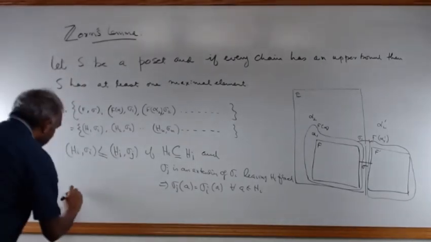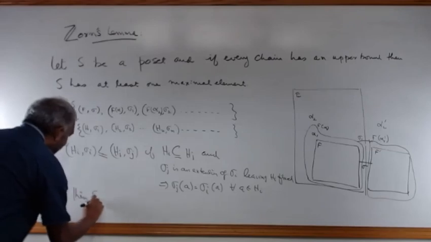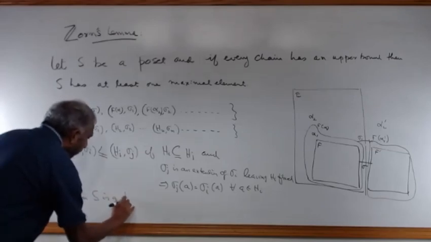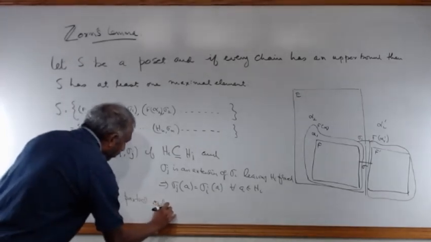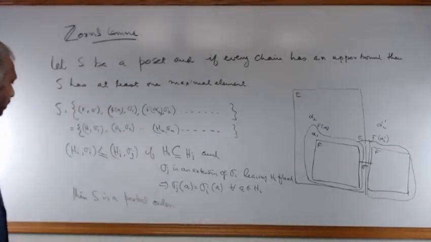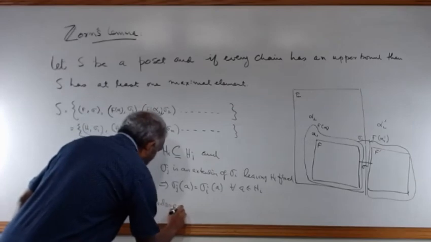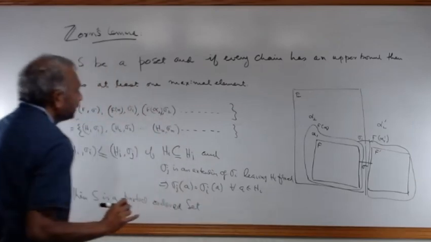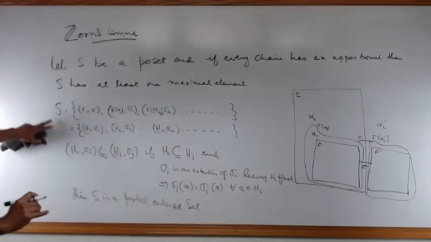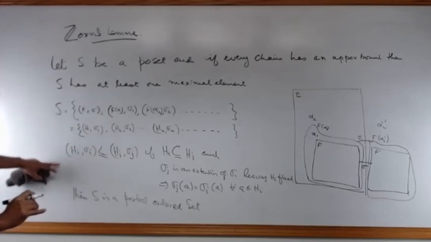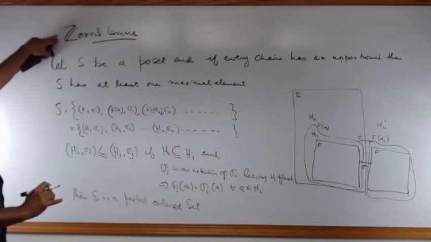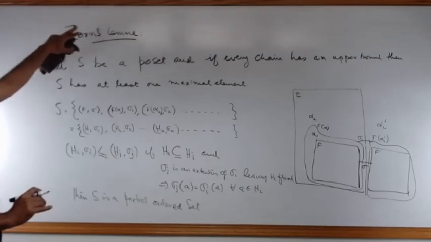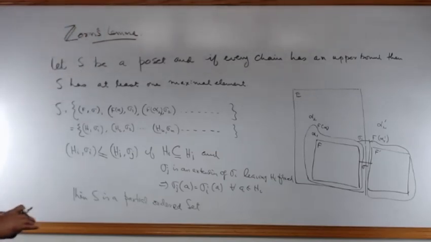Then S is a partially ordered set. I just want to explain how we are going to develop a partially ordered set in order for us to apply Zorn's lemma to prove the isomorphism theorem.